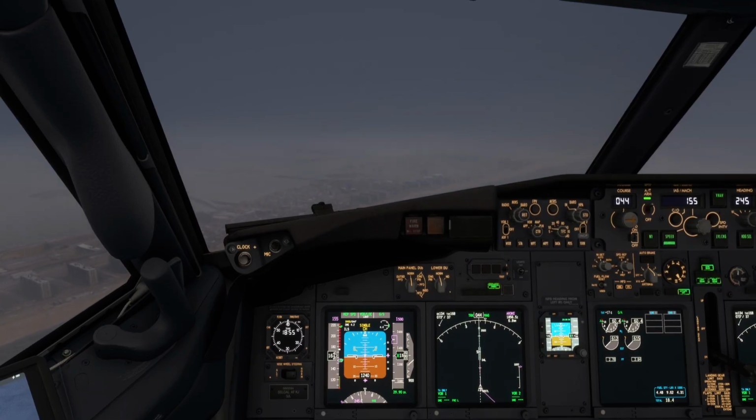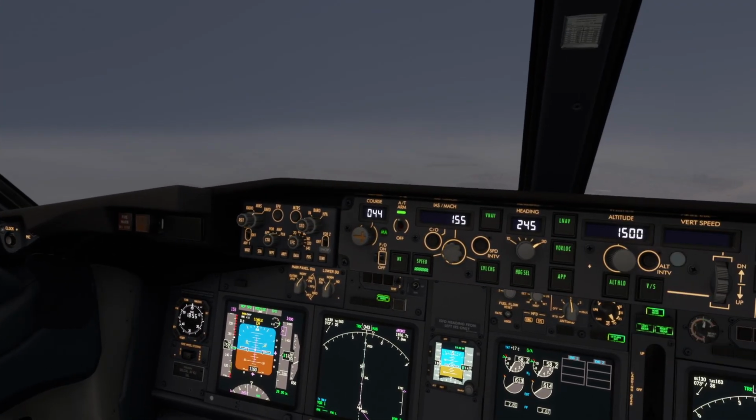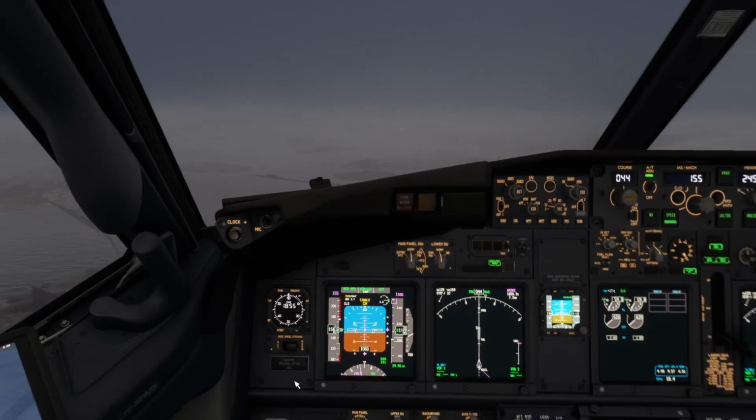Like I said, this should be a Category 1 approach. I don't think it's going to be down to anything less than... Oh, shoot, we didn't set our minimums, actually. That's a pretty important part of an ILS approach. Minimums were 231. 231 were the mins here. So real fast, we'll just go ahead and set those. They come up right there.